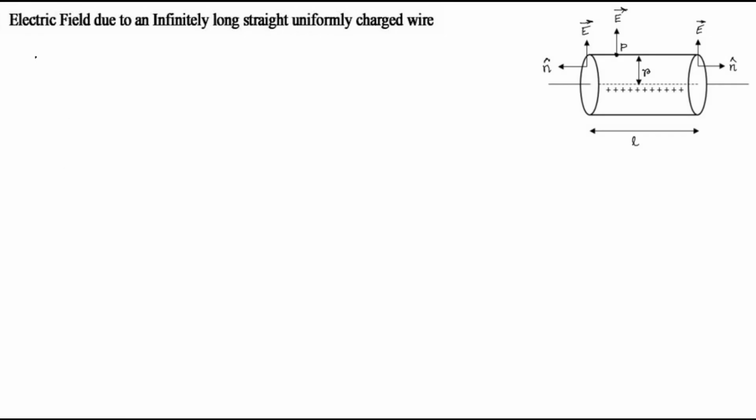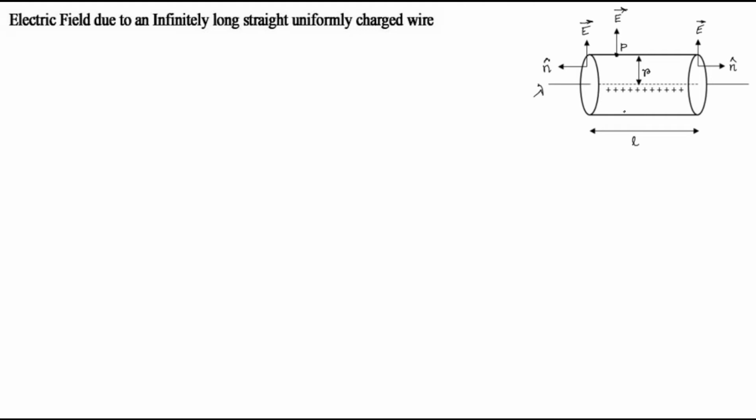So, let us begin today. Here, this is the uniformly charged straight wire. Let us consider it has a linear charge density lambda. Linear charge density here means charge per unit length. So it has a linear charge density of lambda, and let us consider any point P anywhere where we need to calculate the electric field due to this charged wire.